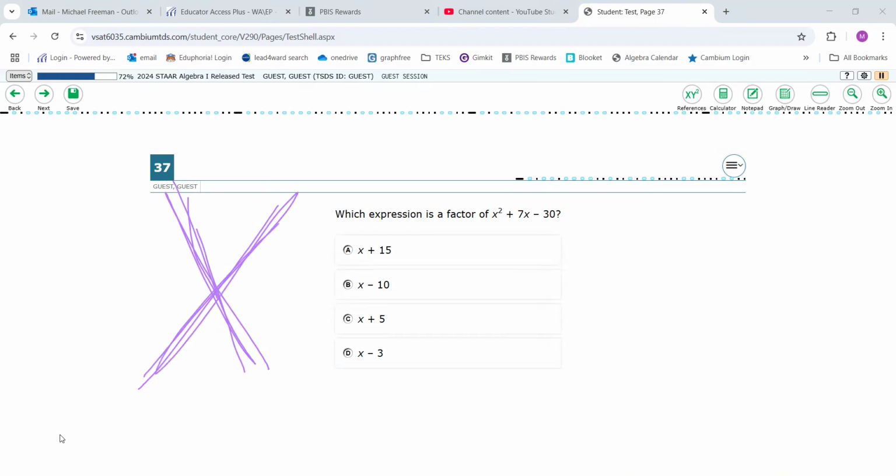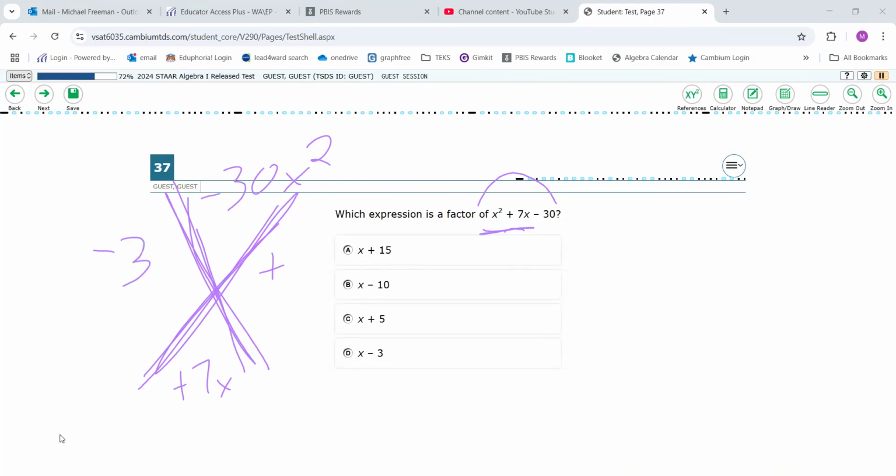But if it's ever a 1, I know there's no GCF. So x squared times negative 30 is negative 30x squared. My middle term goes on the bottom, plus 7x. If the top is ever negative, I know it's a negative and a positive, so my numbers need to be 10 apart. What numbers multiply to equal negative 30 and add to equal positive 7?